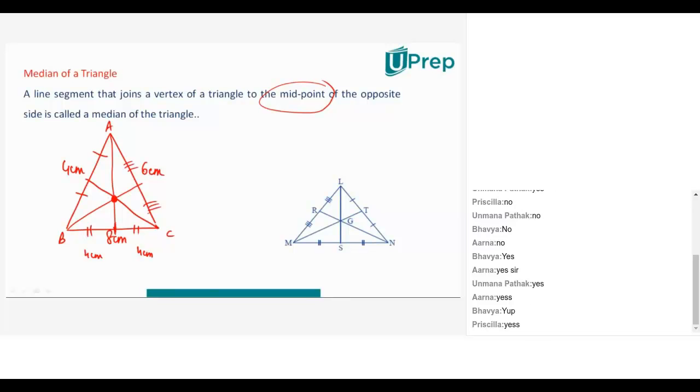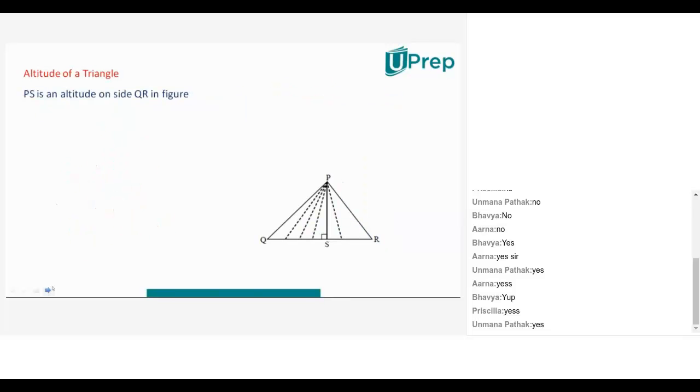Now, after medians, there's another important and beautiful concept called altitude. What does altitude mean, guys? What does altitude in general mean? Height. Altitude is the line segment drawn from a vertex to any point on the base of the triangle. Good, good.